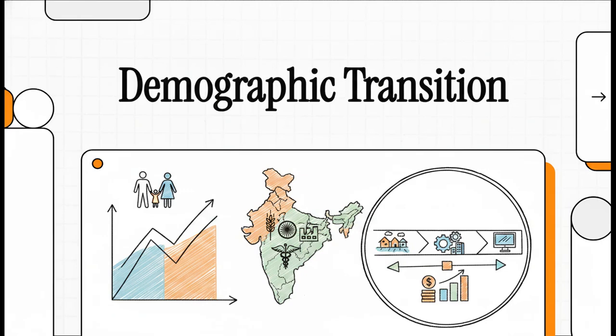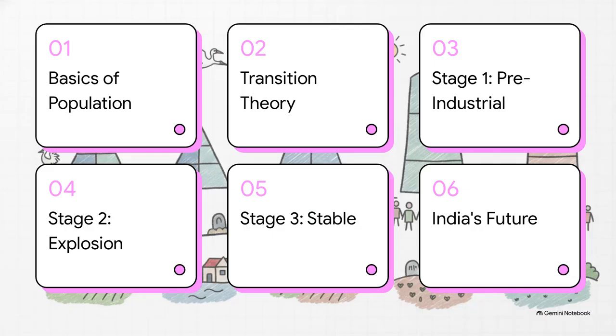Today, we're diving into a genuinely fascinating concept called the theory of demographic transition, and we're going to map it directly onto India's historical data. If you've ever wondered how societies grow, stabilize, and transform economically as their populations change, you are in exactly the right place. We're going to look at how health, economics, and human behavior all come together to shape the future of a nation. Here's our quick roadmap for today. We'll cover the basics of population, the demographic transition theory, stages 1, 2, and 3, and finally, India's demographic future.